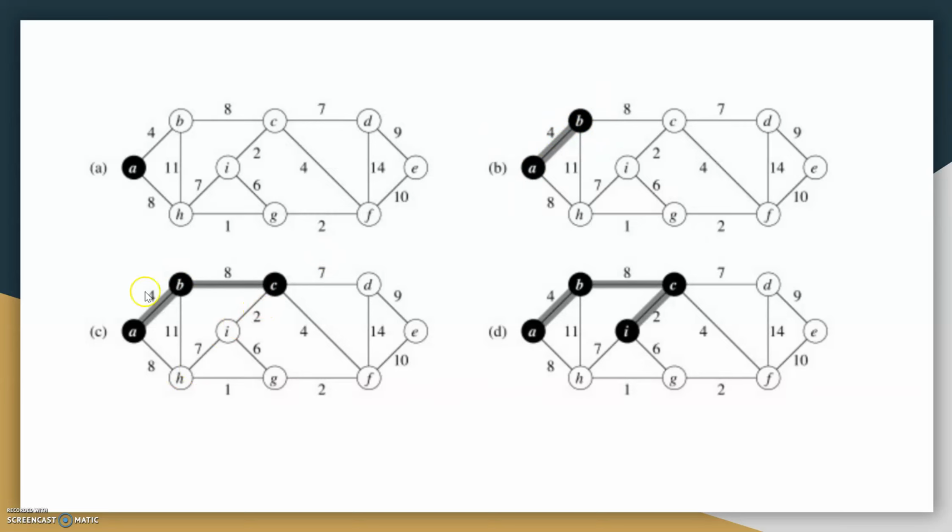From B you can go to H or go to C, but the one going to C has the lighter edge, 8, which is smaller than 11, so you go to C. Then from C you can go to D, I, or F, but I has a lighter weight, so you go to I with 2 as the weight of the edge, and then just continue to the end.